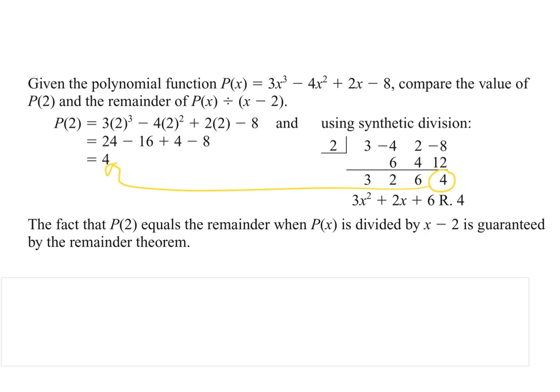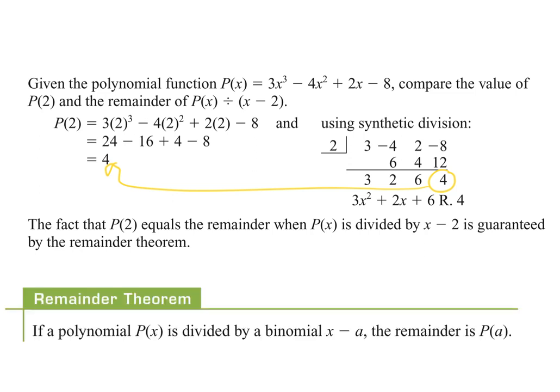All right, your remainder tells you a couple of things. A 0 tells you you have a factor, but any remainder tells you what would happen if you plugged that number in. Sometimes it is faster to do synthetic division than to plug it in and do order of operations. All right, and they will give you the same answer. So it's called synthetic substitution, and it is the remainder theorem. If a polynomial, p of x, is divided by a binomial, the remainder is p of a. All those words are saying the remainder represents what would happen if you plugged the number into the function.